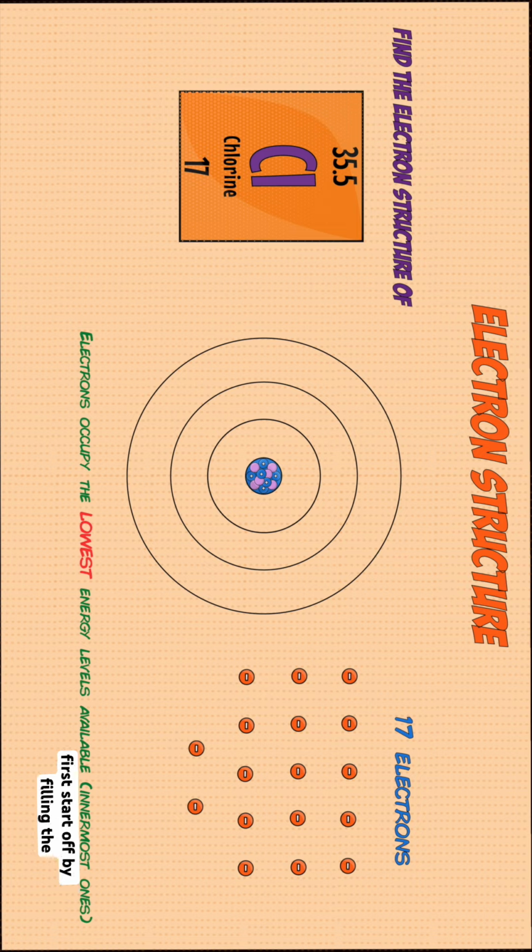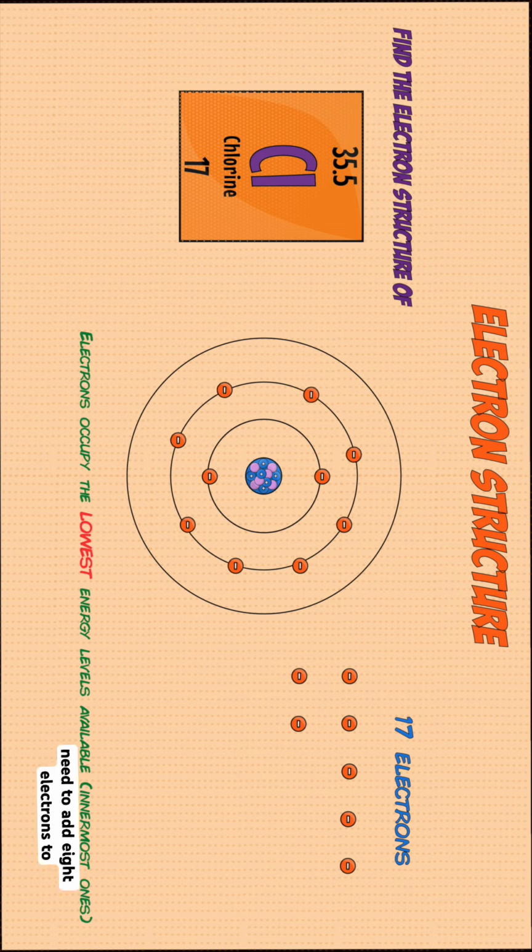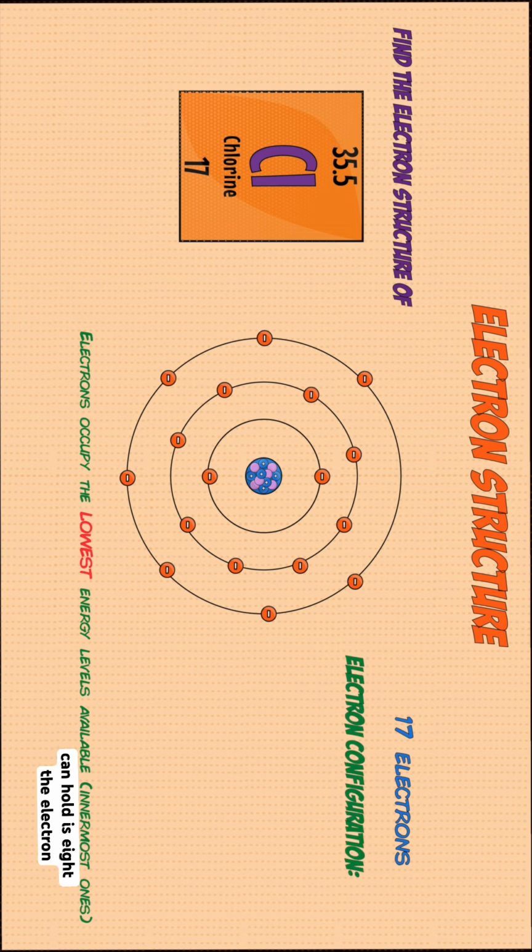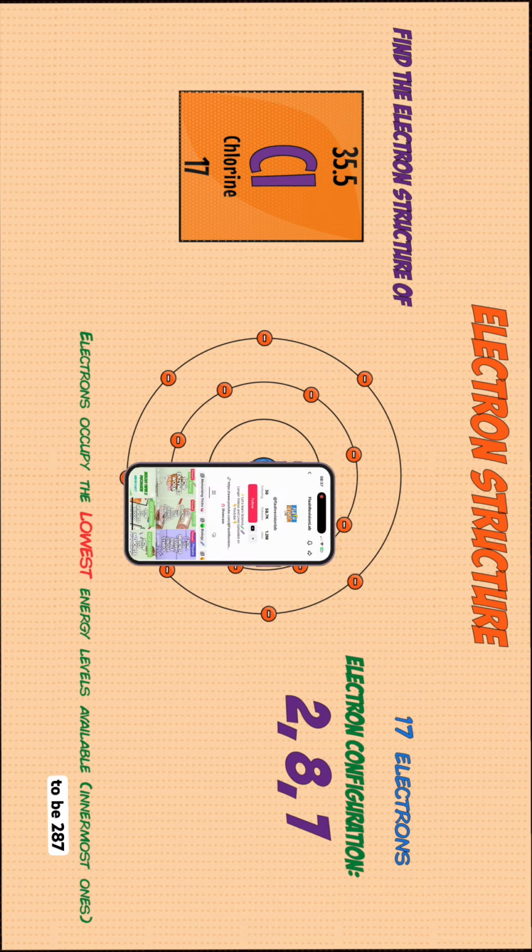So you first start off by filling the innermost shell with 2 electrons, which makes that shell full. You then need to add 8 electrons to the next shell, and as there are 7 electrons left, you can add them all to the third shell, as the maximum that it can hold is 8. The electron configuration for chlorine is therefore said to be 2,8,7.